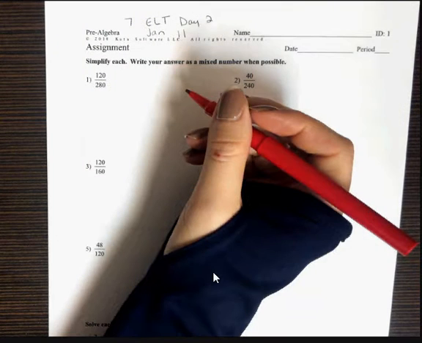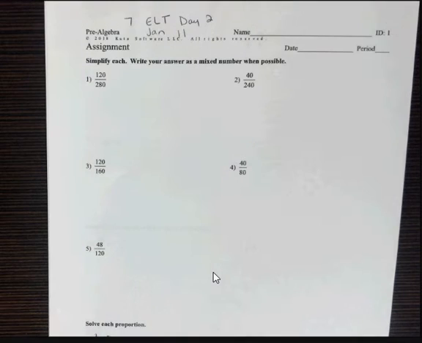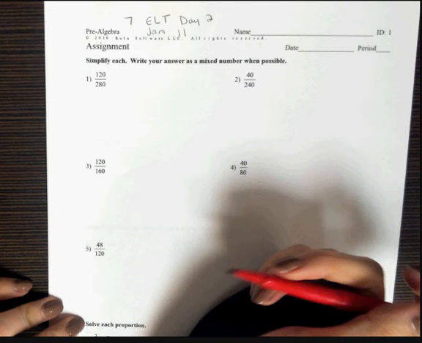Okay, so for ELT today, in store for you is a warm-up of simplifying fractions and then practice solving and writing proportions. So, for 1 through 5, you're simplifying fractions.